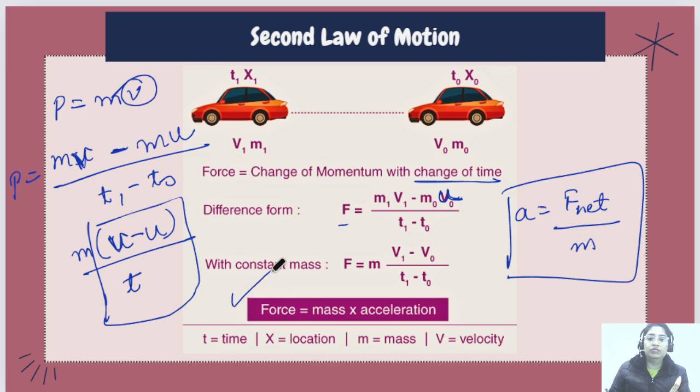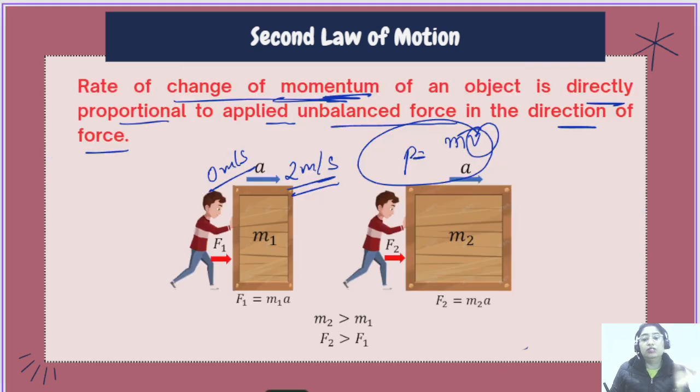From this formula there may be some misunderstanding, because it can seem that force depends on the mass and the acceleration, but basically acceleration is depending on the force and the mass of the object. So that's Newton's second law of motion: the rate of change of momentum of the object is directly proportional to the force. I hope this is clear to you.